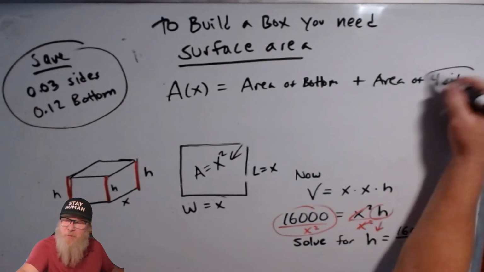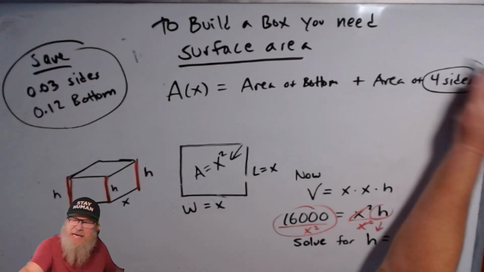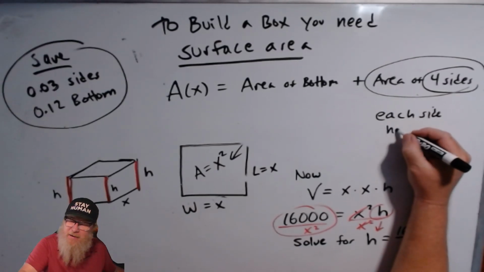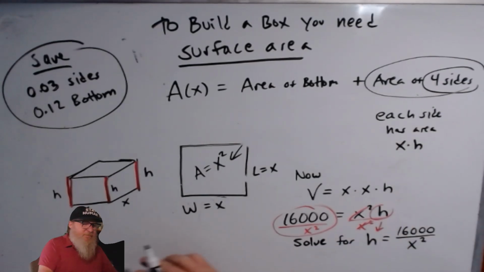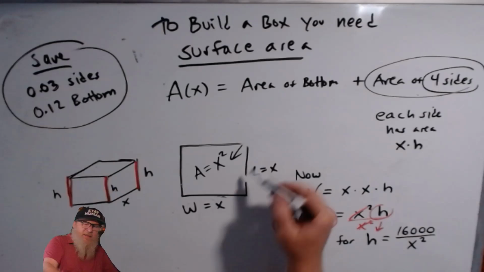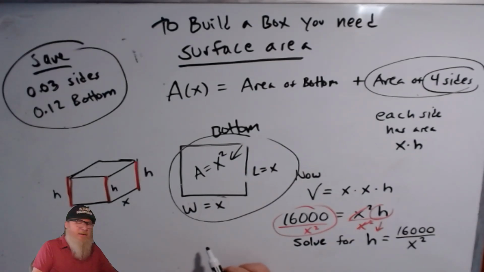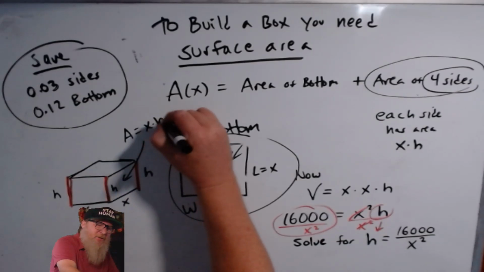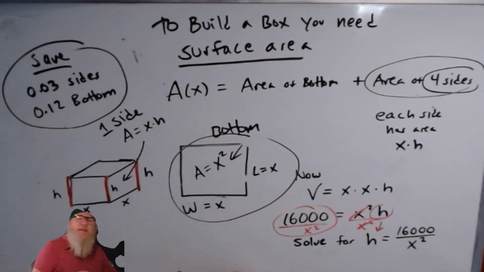Now remember, there are 4 sides. You can only see 2 of them, but there are 4 of them. All right. Each side has an area x times h. So the area of the bottom is x squared, but the area of one of the sides is xh, or x times h. That's just one side. You with me?